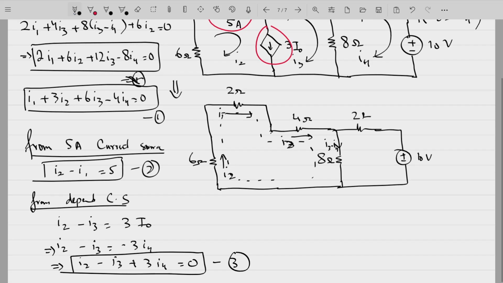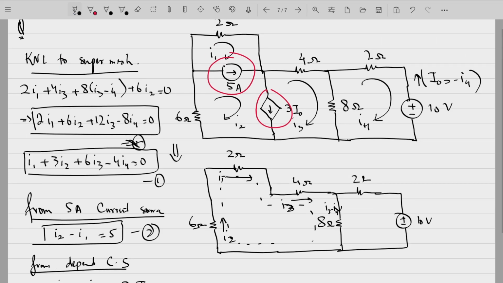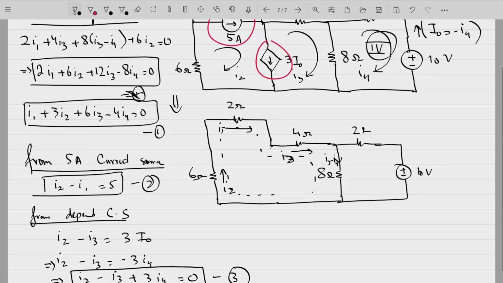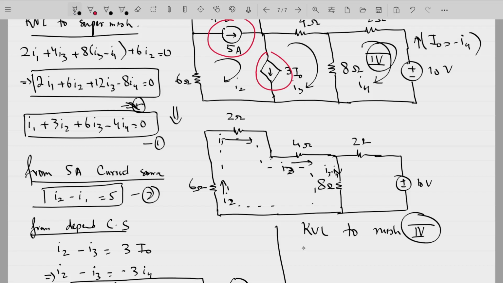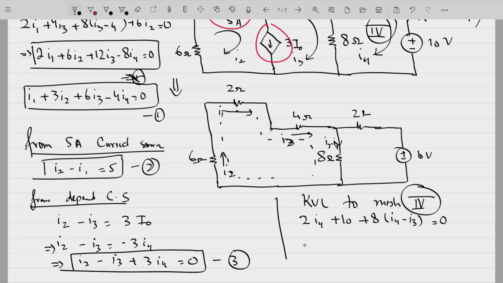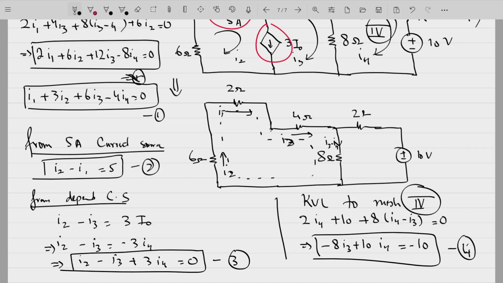Now we have one more mesh that we have not touched so far, that is mesh number 4. So simply applying KVL to mesh 4, in the direction of current, 2i4 plus 10 plus 8(i4 minus I3) is equal to 0, which implies minus 8i3 plus 10i4 is equal to minus 10. So you have four equations and four variables I1, I2, I3, I4.